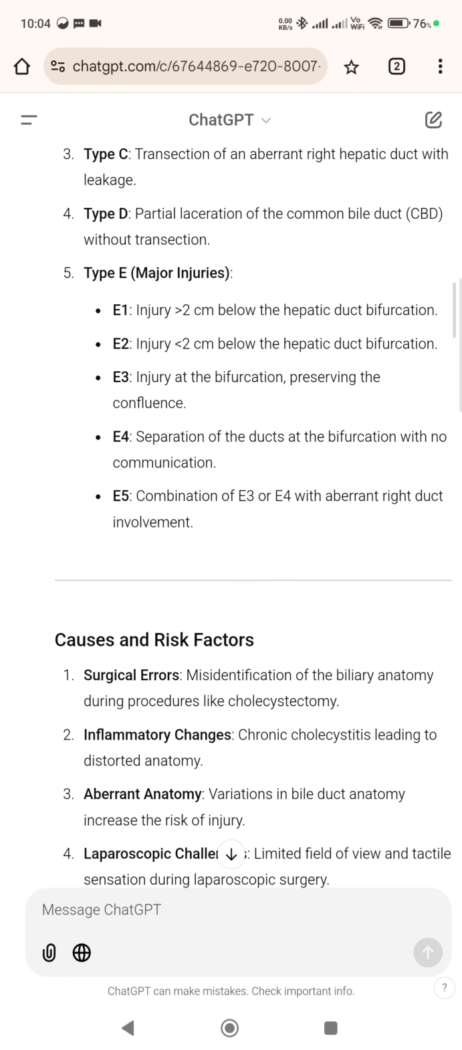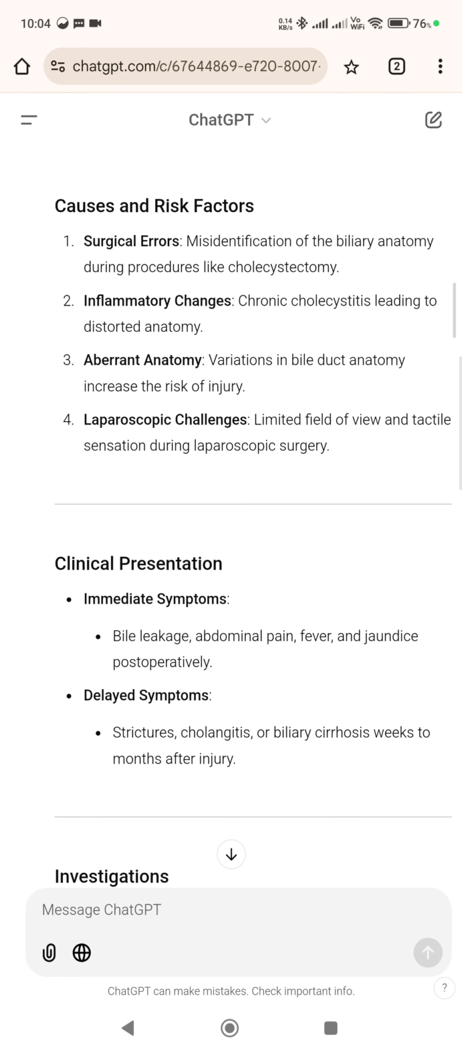Causes and risk factors. 1. Surgical errors, misidentification of the biliary anatomy during procedures like cholecystectomy. 2. Inflammatory changes, chronic cholecystitis leading to distorted anatomy. 3. Aberrant anatomy, variations in bile duct anatomy increase the risk of injury. 4. Laparoscopic challenges, limited field of view and tactile sensation during laparoscopic surgery.